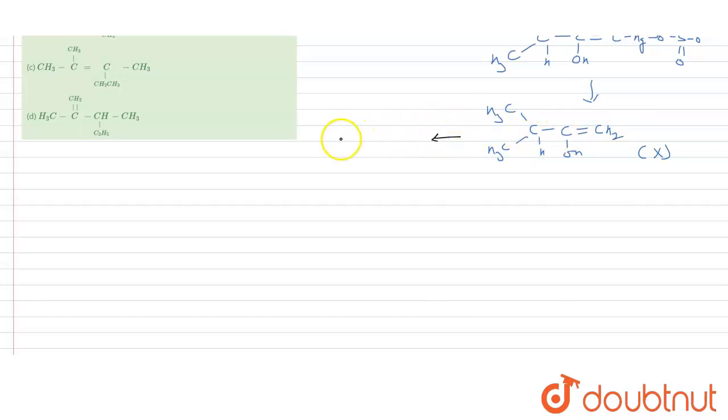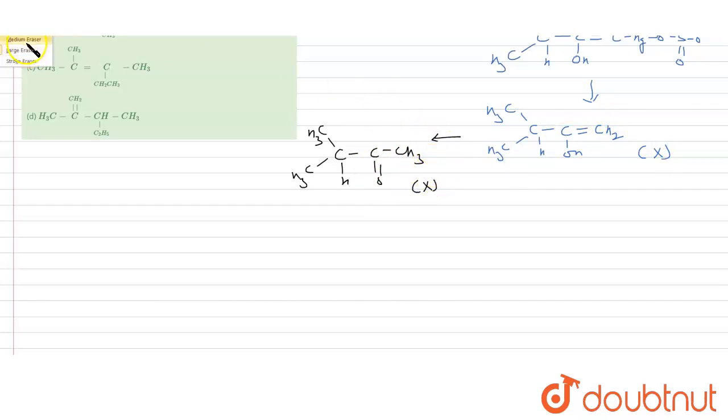So you can write like this: CH3 over here and CH3 over here, and here this is hydrogen, and this becomes C double bond O, and this is CH3. So this is the keto form. Now you can see here, this is our X product.